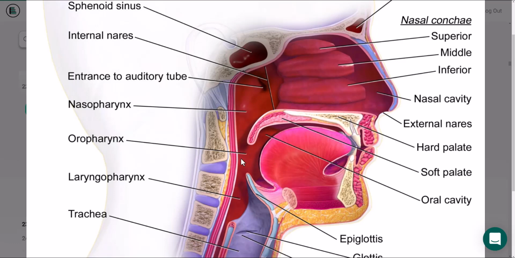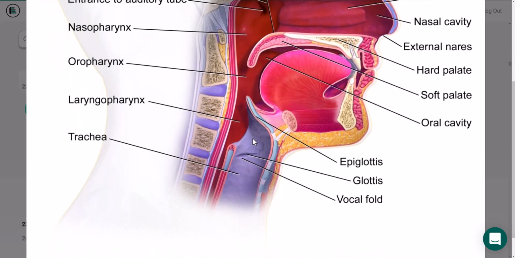So the oropharynx is the midsection of the pharynx, and it pretty much goes from the tip of the uvula down to the epiglottis. The epiglottis is a cartilaginous structure with some elastin in it. It is going to, as you swallow, kind of move down and block food from going down into the trachea.